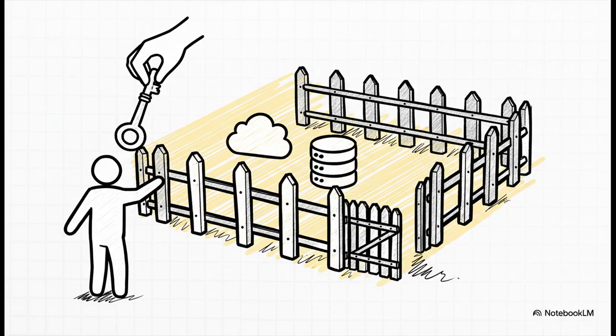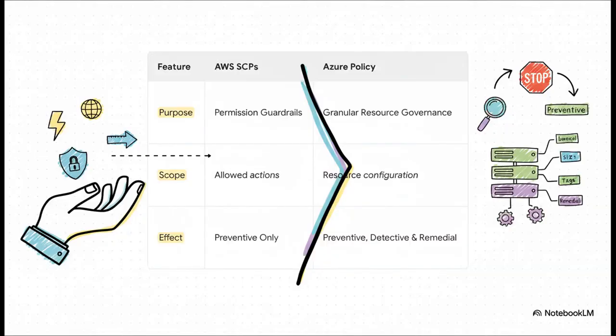Now, AWS takes a different route with its service control policies, or SCPs. An SCP doesn't actually grant any permissions. Instead, it's a guardrail. It defines the absolute maximum permissions that are available to an account. Think of it like a big fence. You still need to give someone a key, which is an IAM role, to actually open a gate inside that fence.